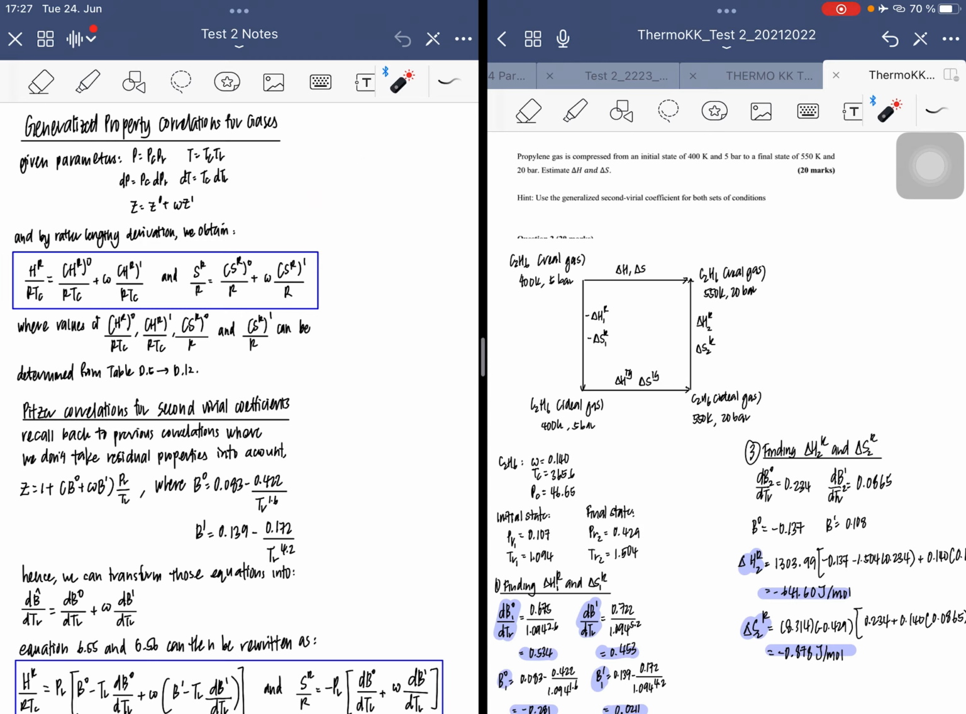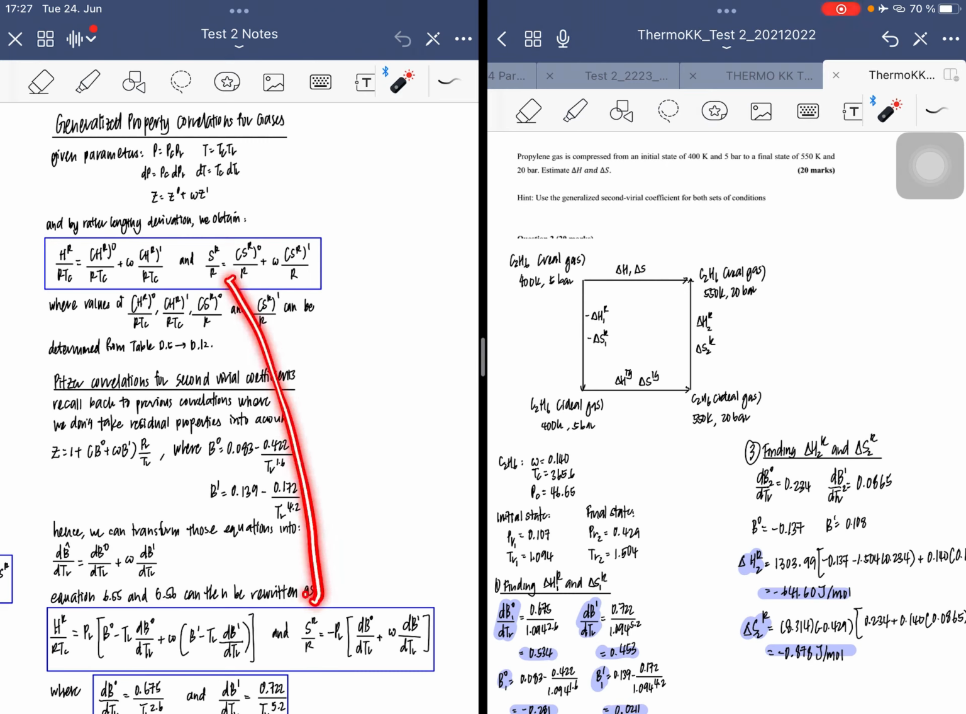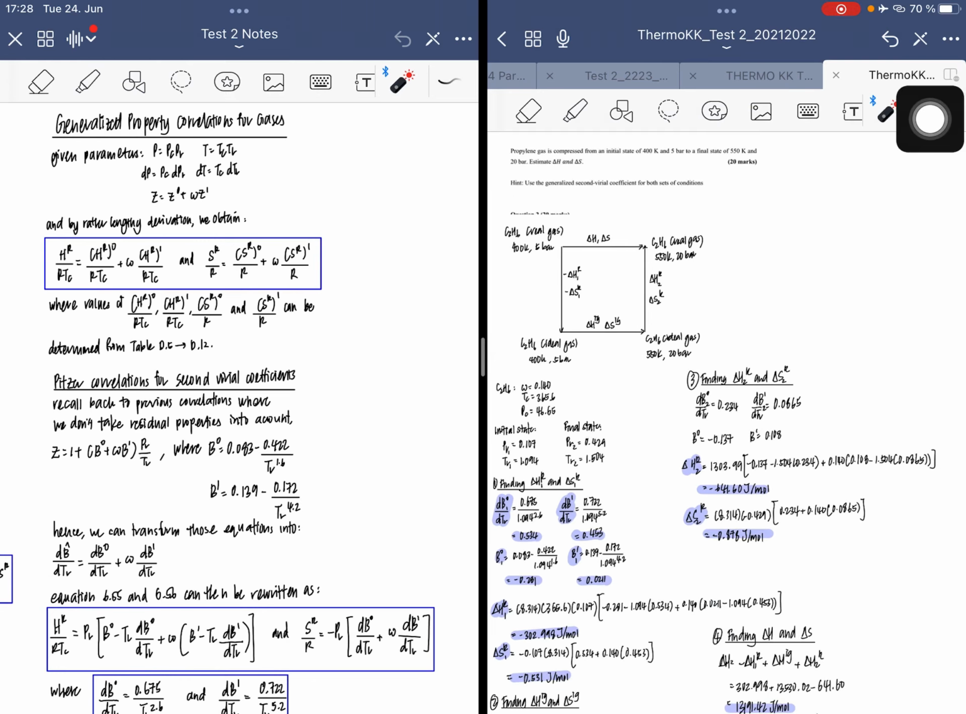Say they want you to find the enthalpy H and delta enthalpy and delta entropy, and they want you to use Lee Kesler, then sure, use this instead of this long formula. S^R1 and S^R2 you can find in tables D5 to D12, and the same goes for HR naught over RTc and HR1 over RTc. You can find them in tables D5 to D12. Other than that, it's just a matter of knowing which formula you want to apply.